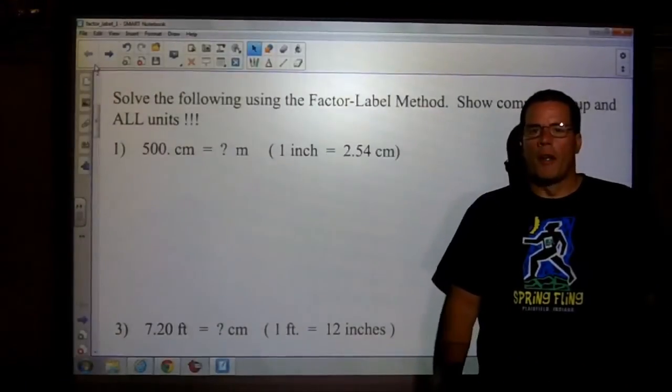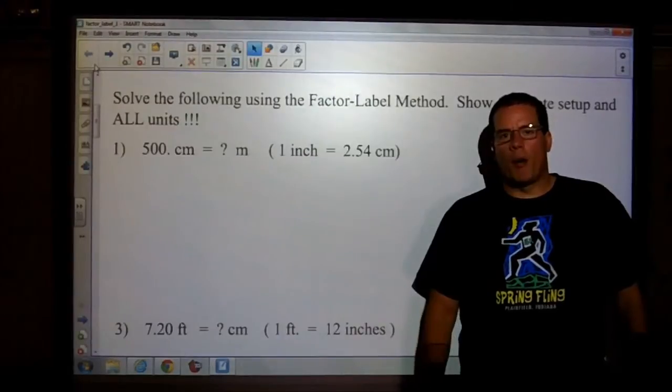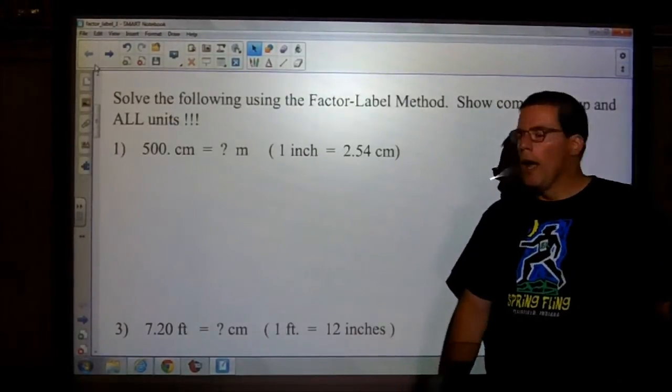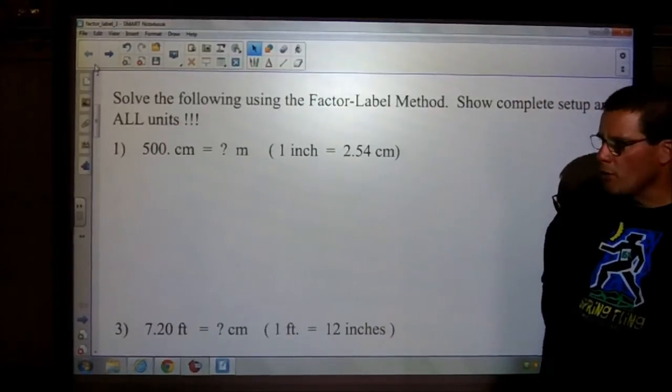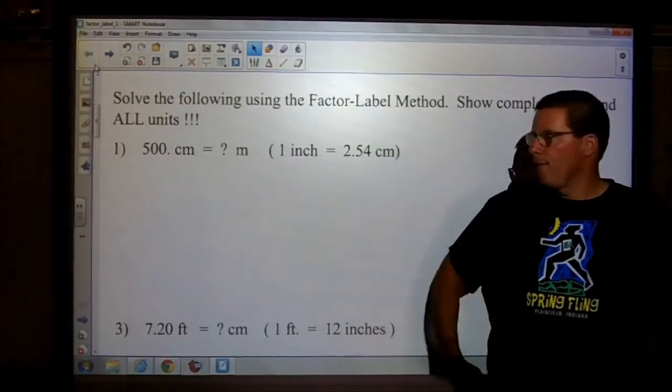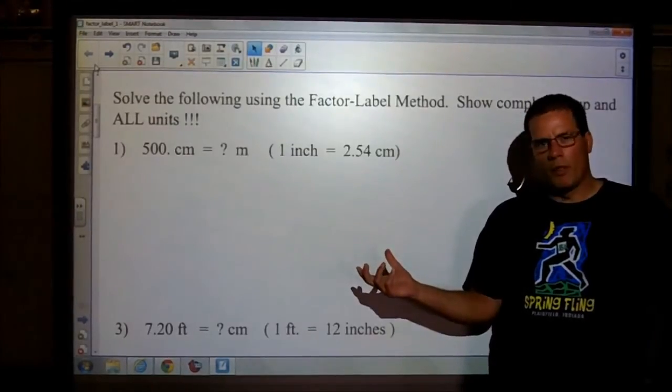Hello, this is Mr. Craig, and I want to work out the odd problems for this factor labeling or dimensional analysis type worksheet. Dimensional analysis or factor labeling is used quite a bit in chemistry. At first it kind of looks like, what are we really doing here?